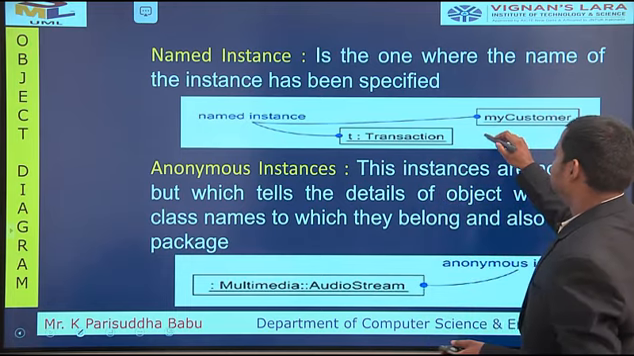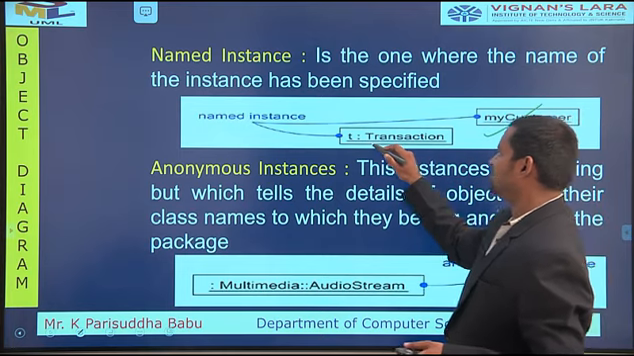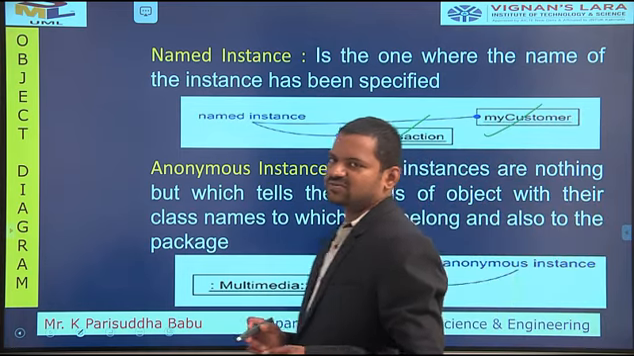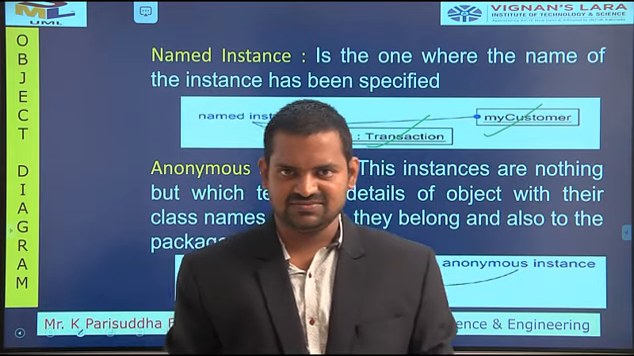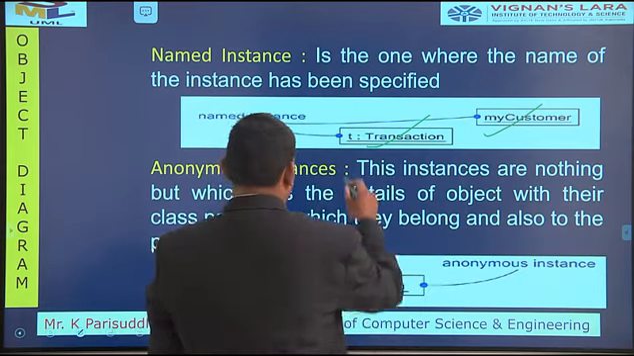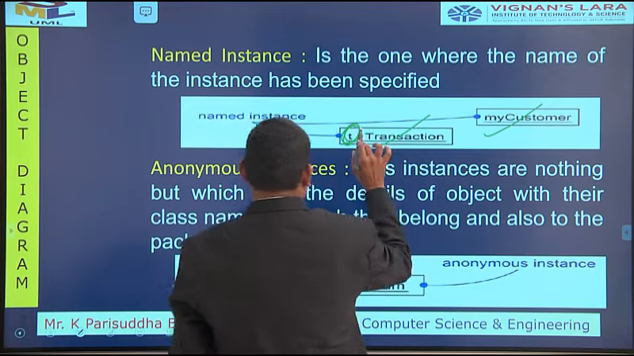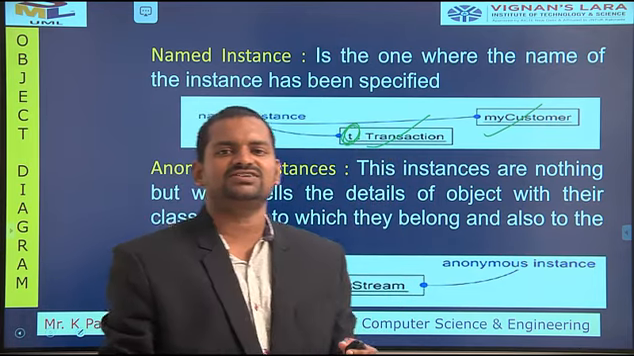So this is my customer, and this is transaction. Both are named instances. Transaction is the name, my customer is the name, but the actual object is this T. So those are also named instances.